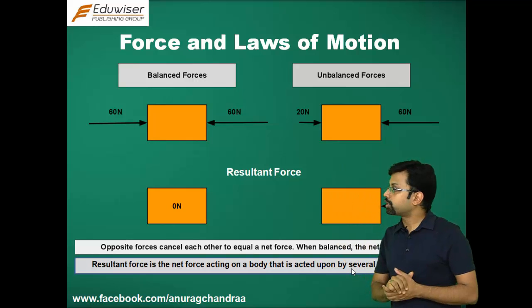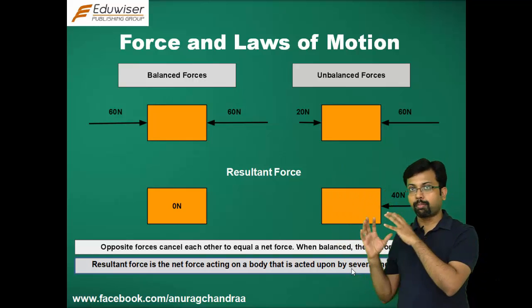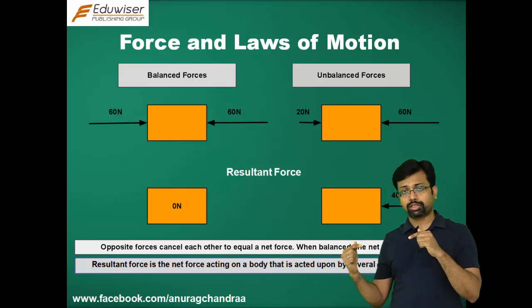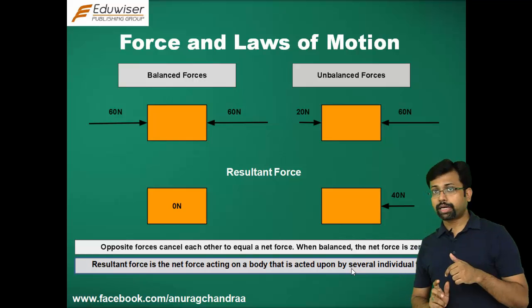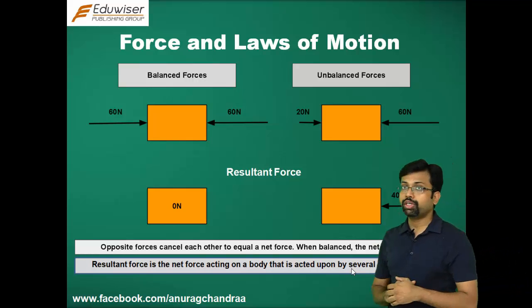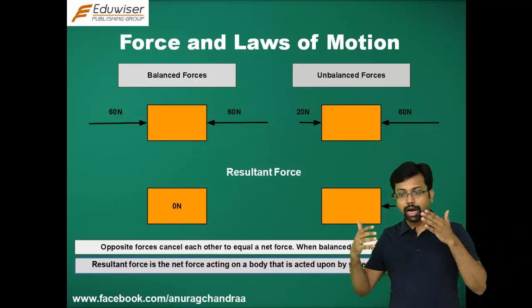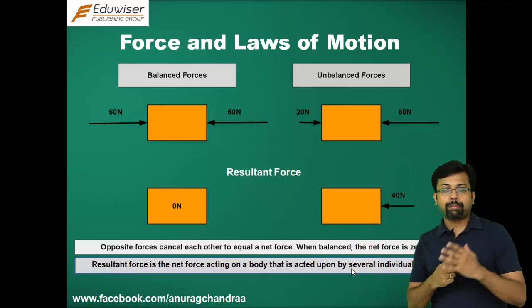So effectively, when you have an object, like in the image that you see in the first figure, underneath the balanced forces, you can see that there is a block that's kept on the table, and you have two forces of equal magnitude. And what is the magnitude? Two forces of equal magnitude of 60 Newton, but acting in opposite directions, are applied on that body. Now what will happen to that body?